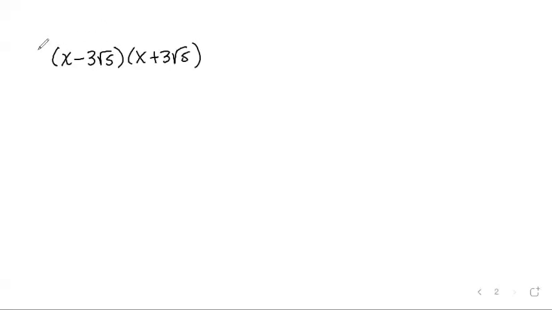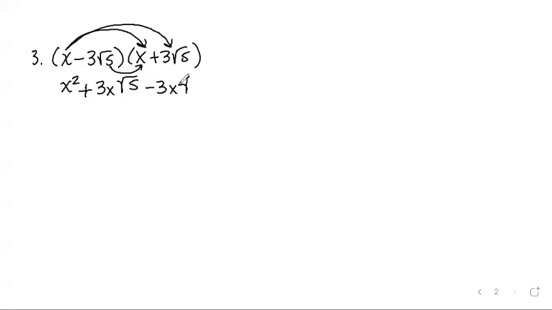So what we would do, say this is number 3. We're still doing FOIL. So we've got x squared. And then we've got x times 3 square root of 5 would be plus. Usually you would write the x after the 3. So I did x times 3 square root of 5, and I got 3x square root of 5. I'm going to move to this middle term. Negative 3 square root of 5 times x is going to be negative 3x square root of 5.